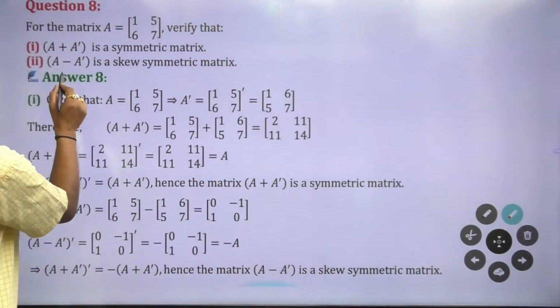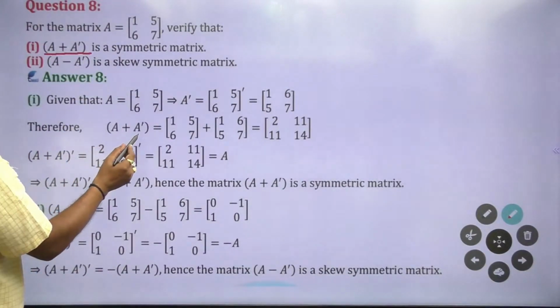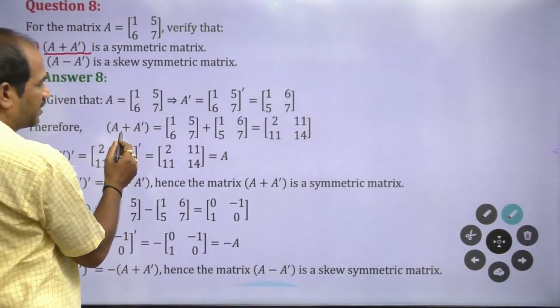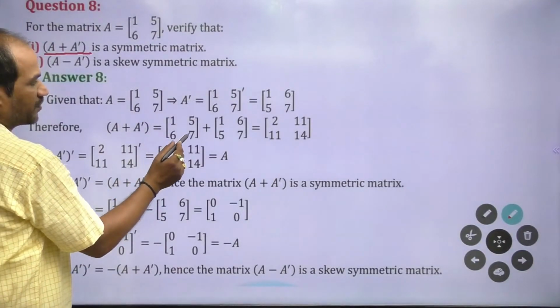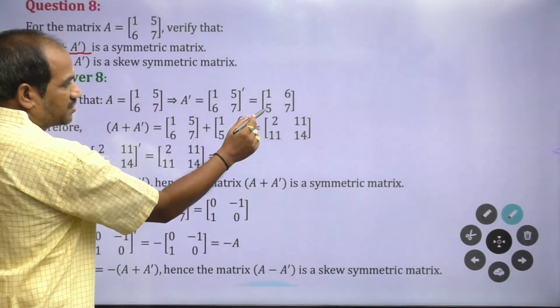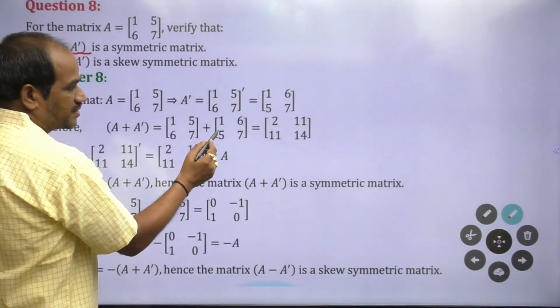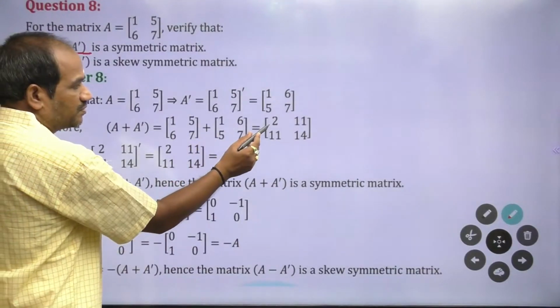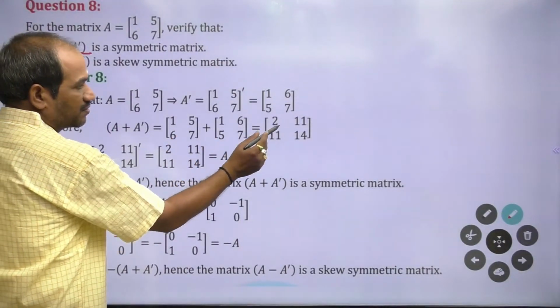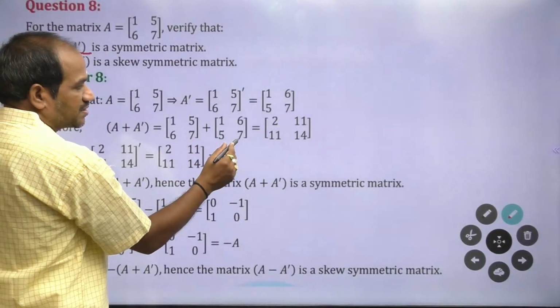First, A plus A dash. A plus A dash is equal to this matrix plus A dash, which is this matrix. Adding the two matrices, we add corresponding entries: 1 plus 1 is 2, 5 plus 6 is 11, 6 plus 5 is 11, 7 plus 7 is 14.